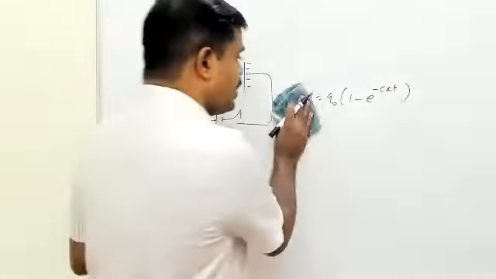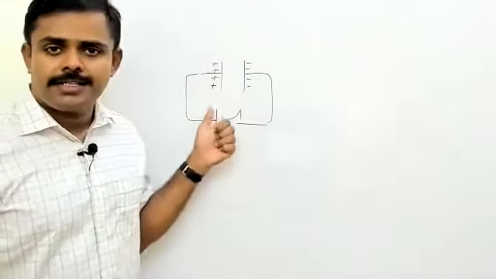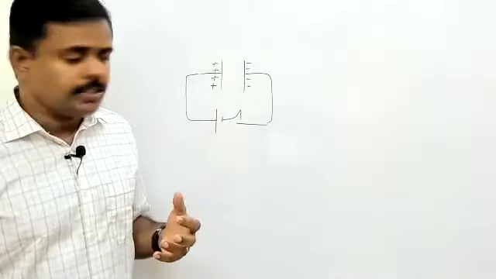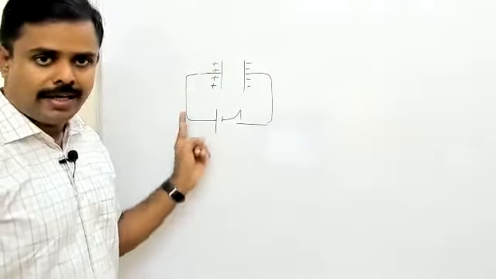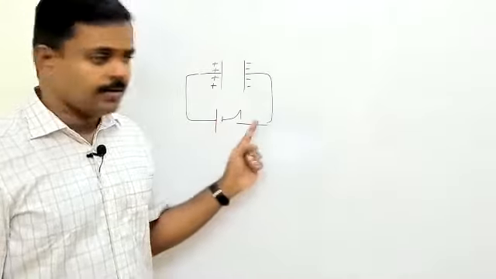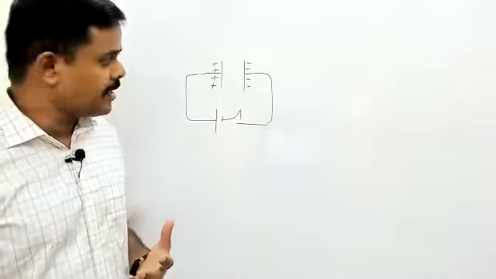But don't worry about it. That is not there in your syllabus. So just take it this way. The capacitor starts getting charged. How is it charged? Electrons are taken one by one by the positive terminal. At the very same instant, electrons are released from this side as well. So the capacitor slowly starts getting charged.